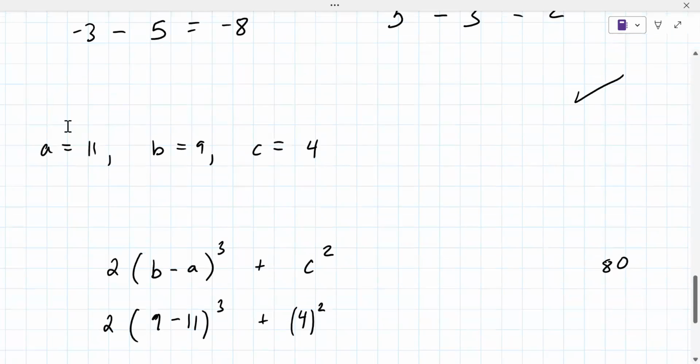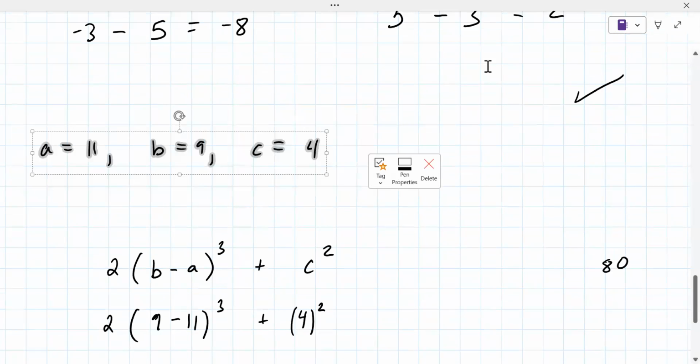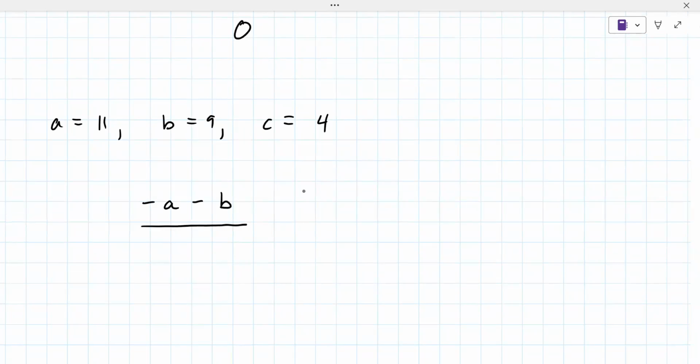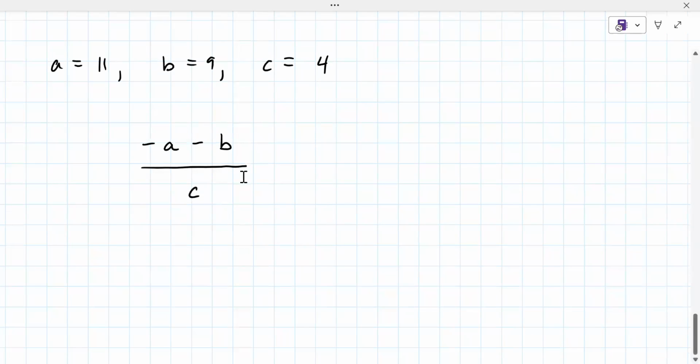Okay, let's try another one here. All right, let's go negative a minus b over c. Let's keep it really, really straightforward. Why don't you try this one, please?